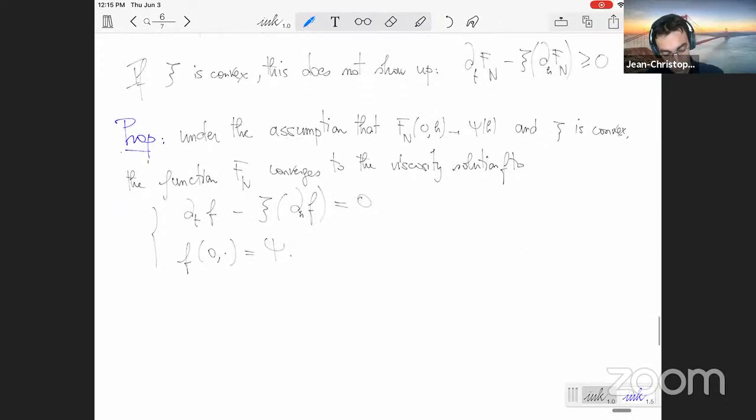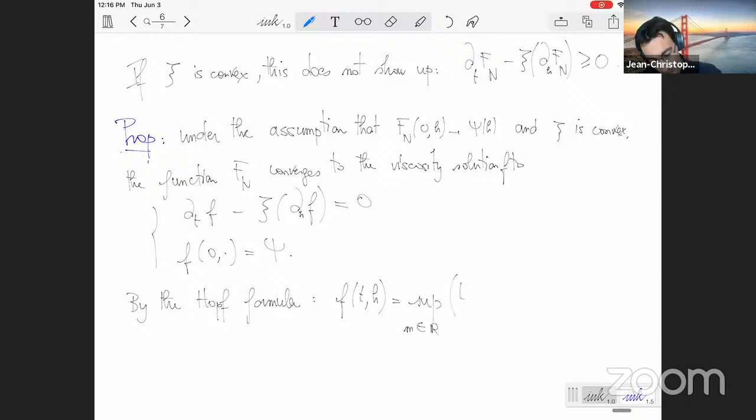Okay, and by the Hopf formula, so recall that our function fn is convex, so in particular psi is convex, so we can apply the Hopf formula, and it tells you that f of t and x, so I'm going to write h for the second variable, just to stay consistent, is the supremum over m of t psi of m plus hm minus psi star of m.